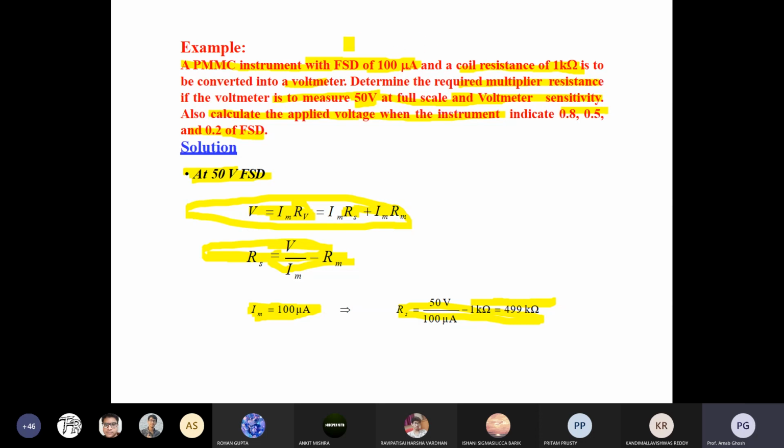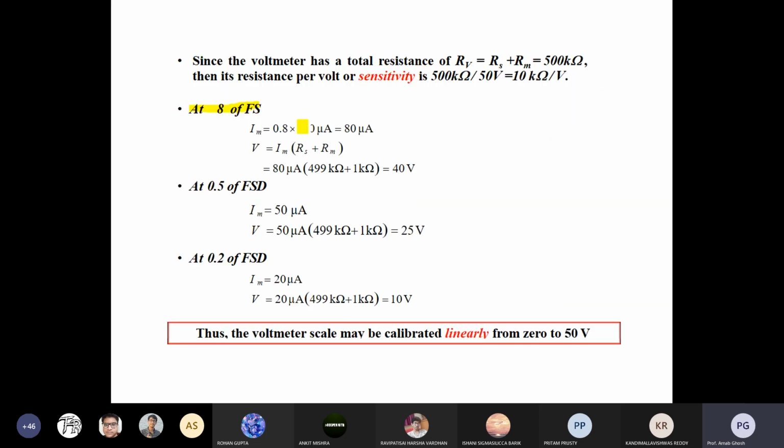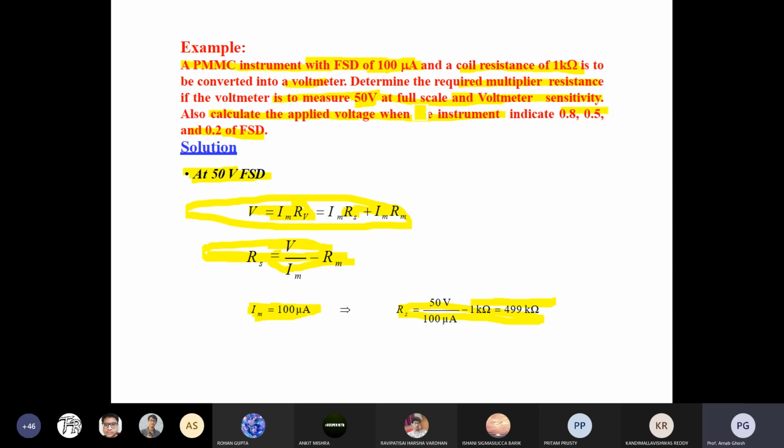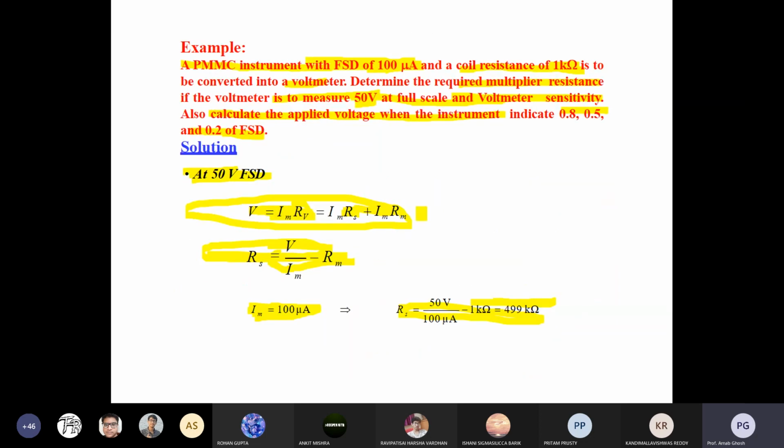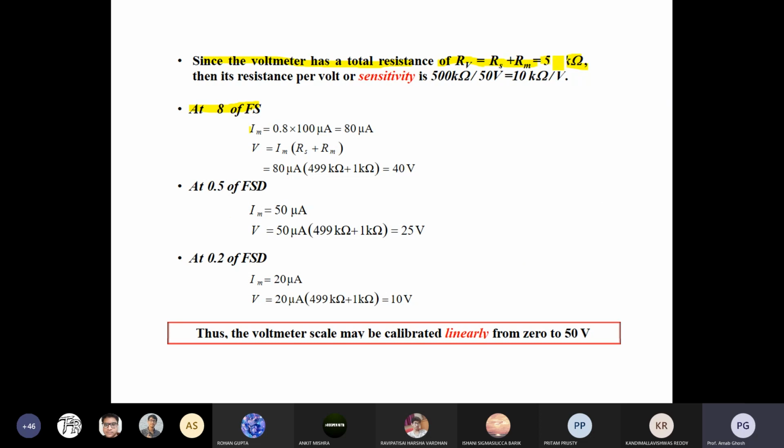0.8 of FSD of 100 microampere, which is already given. Since for the voltmeter the total resistance RV equals RS plus RM, that is 500 kilo ohm. Sensitivity comes from the total resistance divided by the voltage range. So sensitivity is 500 kilo ohm divided by 50 volt, which is 10 kilo ohm per volt.